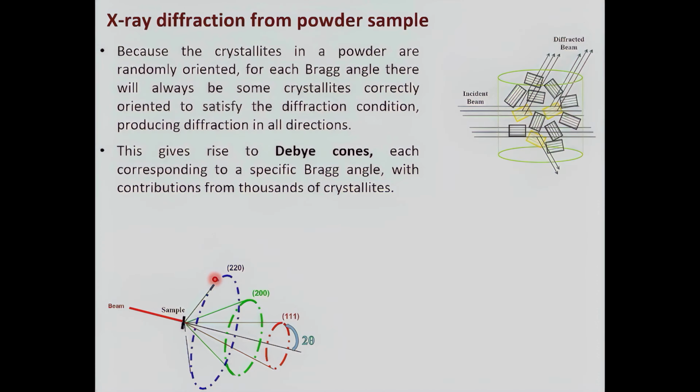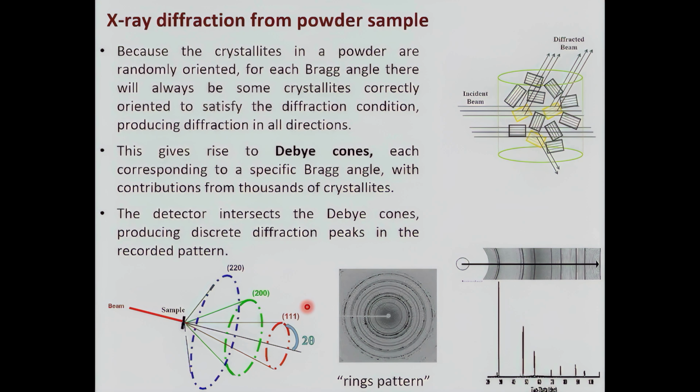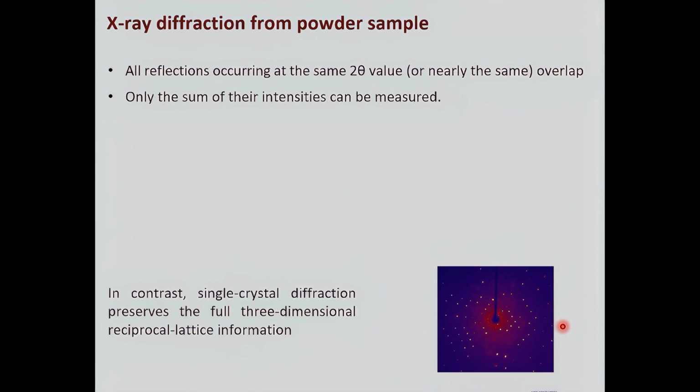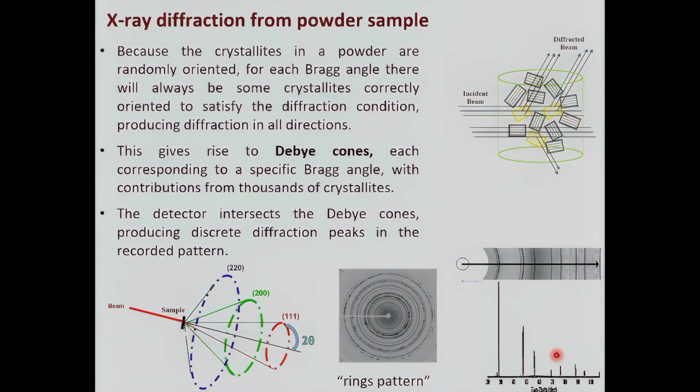Each cone corresponds to a family of planes from which the cone originates, and corresponds to a specific 2 theta angle satisfying Bragg's law. Then when the detector scans the sample, it intersects the cones and gives you the signal that you collect. All of you who work with powder know what the result is: a diffraction pattern constituted by a series of peaks.